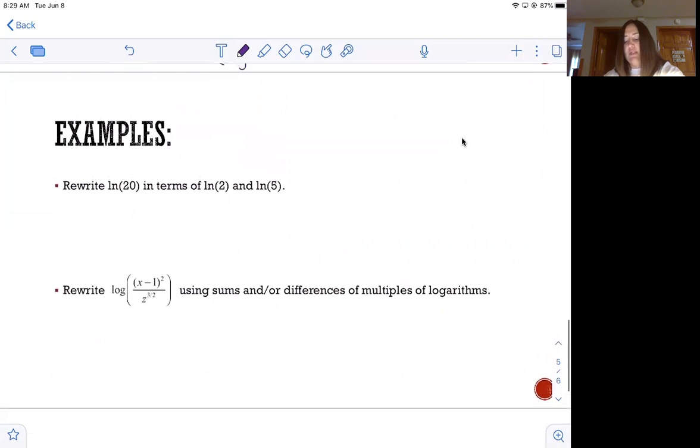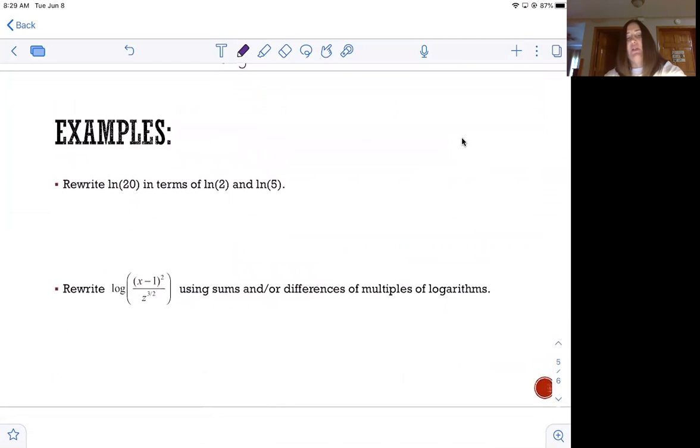Here are some more examples. So again, if we're doing the ln of 20 and we want it in terms of ln of 2 and ln of 5, it's ln of 2 squared times 5, which is going to give me 2 ln of 2. Again, move that exponent out front, and it has to be positive, plus the ln of 5. So we've expanded that.